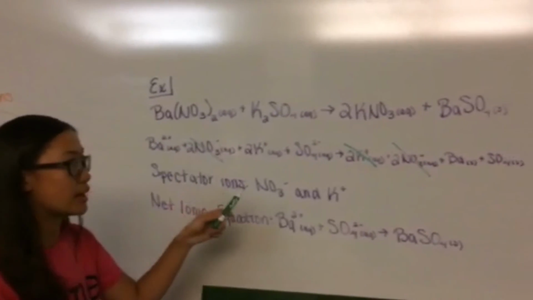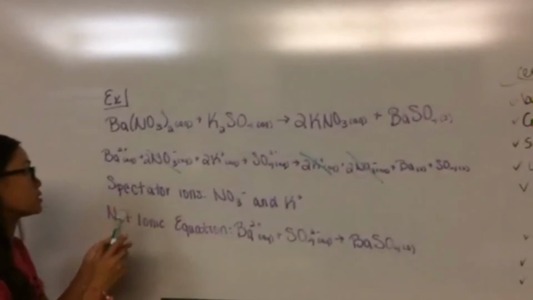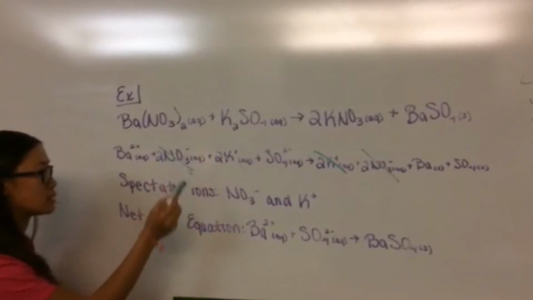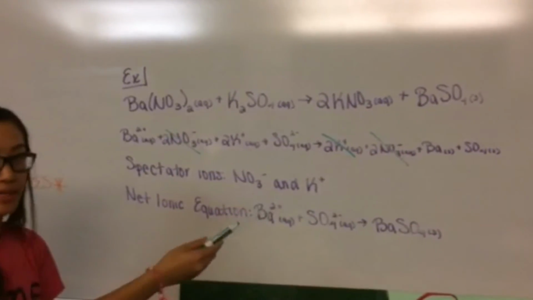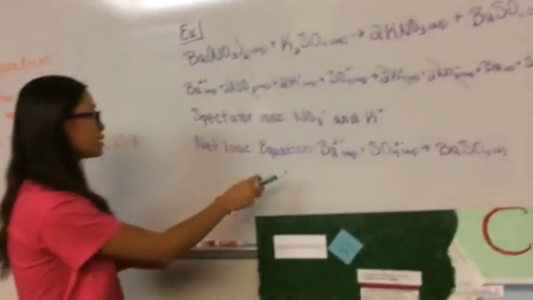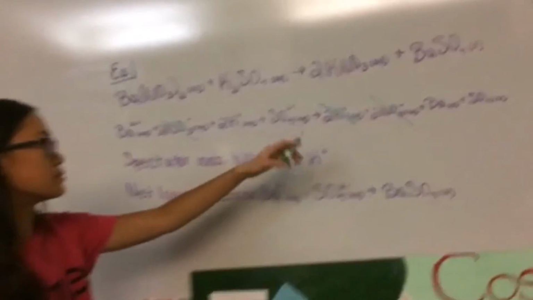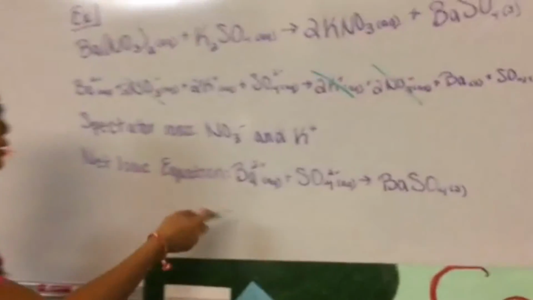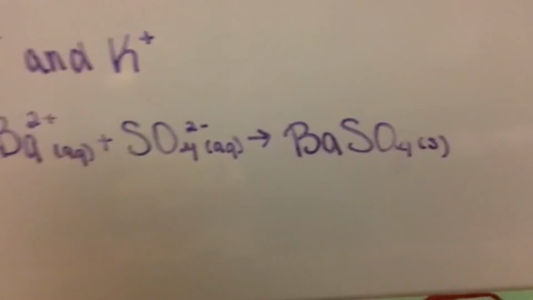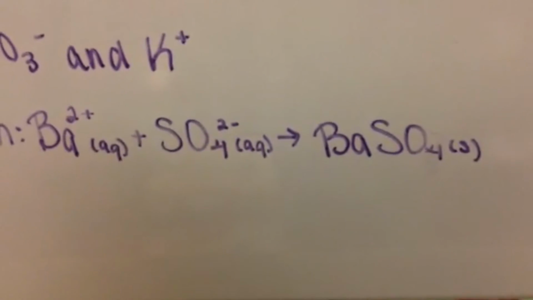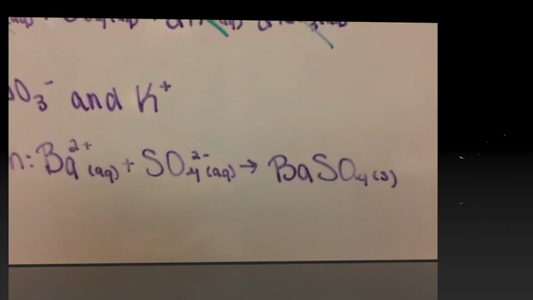When writing the spectator ions, you do not need to include the coefficients. So since this was 2NO3 minus, you only have to write NO3 minus, and instead of 2K plus, you would write K plus. So your net ionic equation would not include those, and it would end up being Ba2 plus aqueous plus SO4 2 minus aqueous to BaSO4 solid. Make sure you balance that.